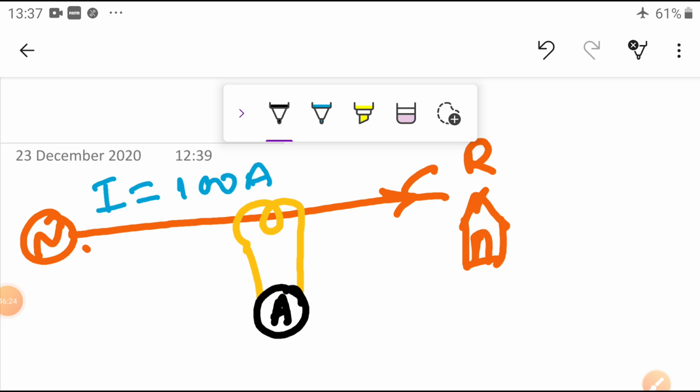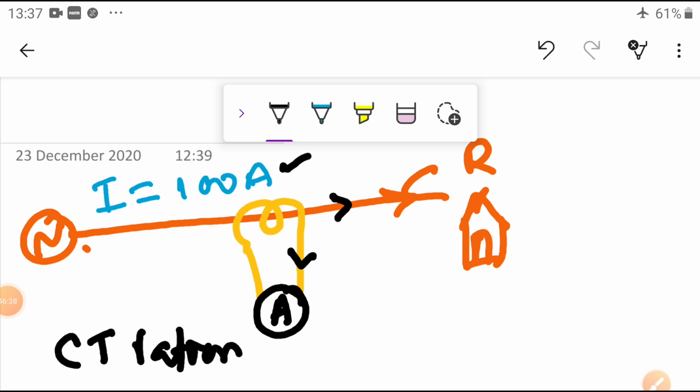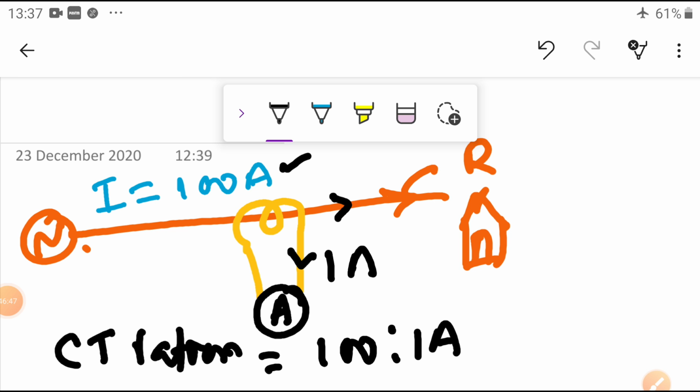Okay, so what happens? 100 amperes flows in the primary. Now the current is flowing in the secondary. The CT ratio will be mentioned, that is equal to 100:1 ampere. So that means 1 ampere will flow in the secondary when the current flowing in the line, that is in the primary, is 100 amperes.